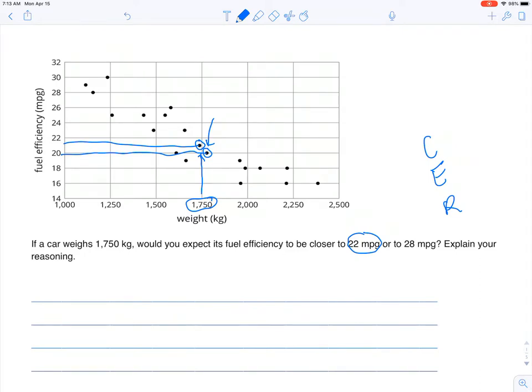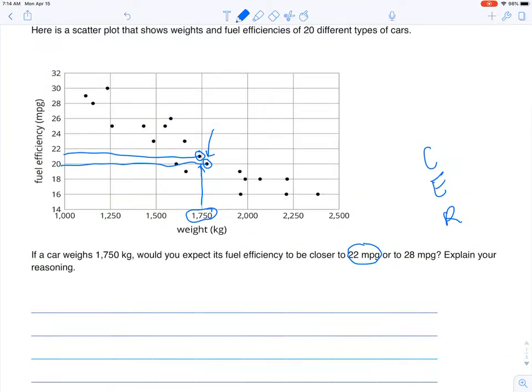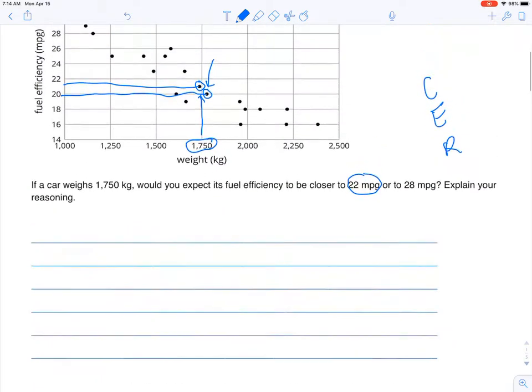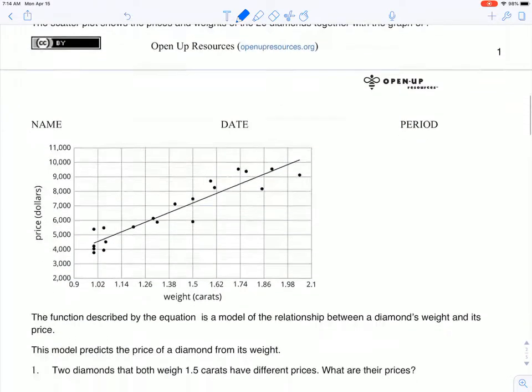Using those 2 points, your reasoning is explaining why you chose to use those 2 points. So because one is probably like 1,775, which has 20 miles per gallon, and one is maybe 1,700, and that one has about 21 miles per gallon, we would expect this fuel efficiency to be closer to 22 miles per gallon than 28. Make sure you had full sentences in your response.